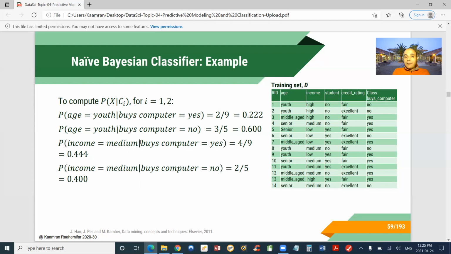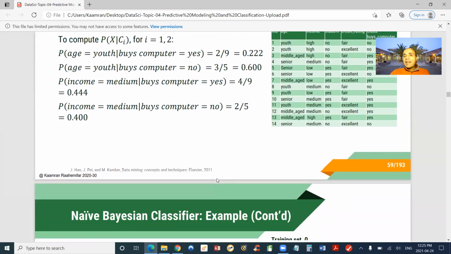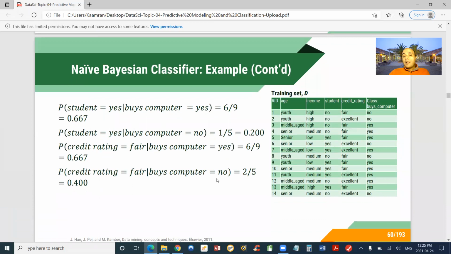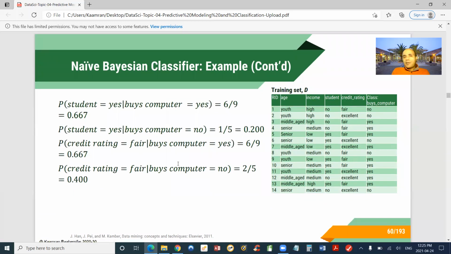Similarly, medium and yes, that's 4 over 9. Medium and no, that's going to be 2 over 5. Again, this is another approach. I think the Excel file is a lot more organized. You could potentially take a look at that, but the approach is very similar, the same.